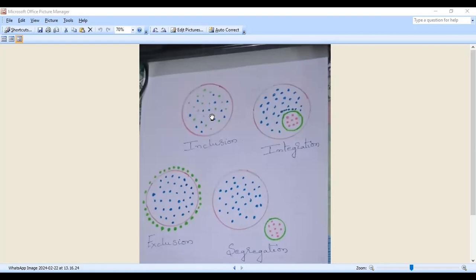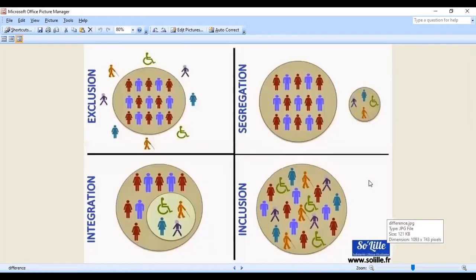So this is known as inclusion. Have you understood? Inclusion. Okay. Next, I want to share another slide where you will be able to understand easily. Can you see this slide?